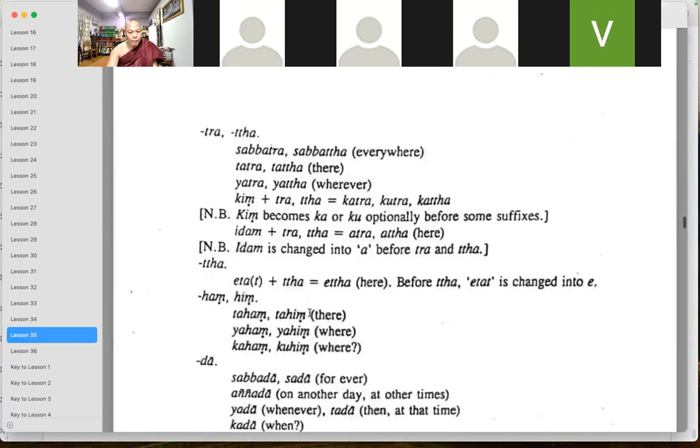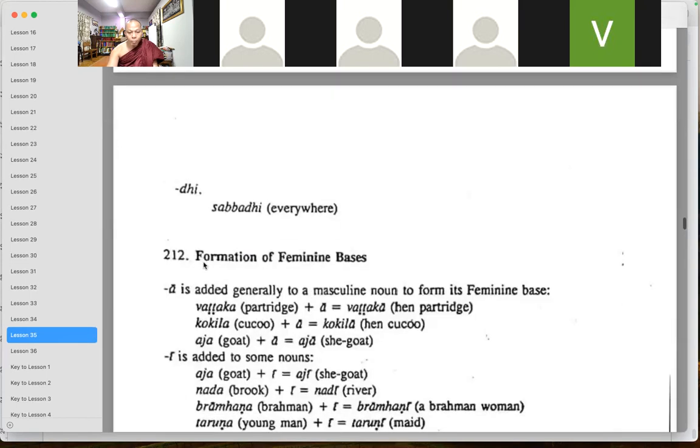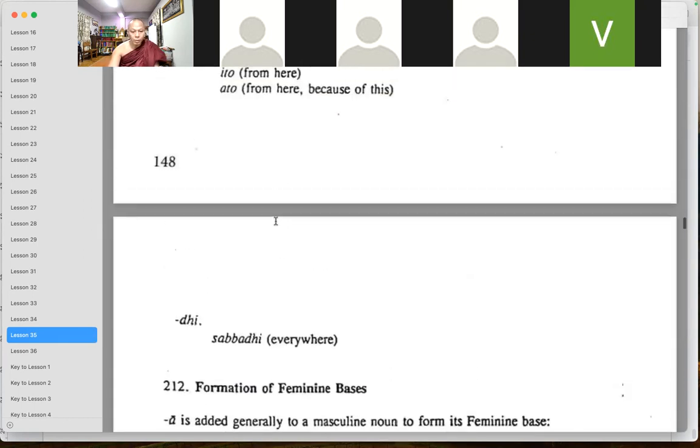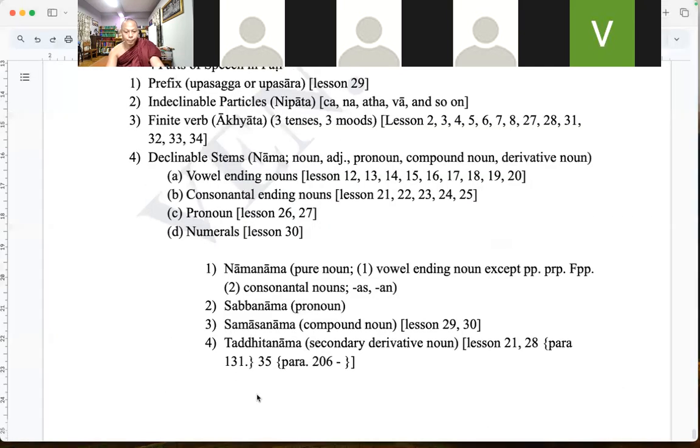Yeah, they are also a kind of taddhita. Some of the adverbial. And the formation of the feminine bases, that one is under the pure number. Okay, so that is up to 211. Okay, so these are about that number. And then the next one is kita nama.